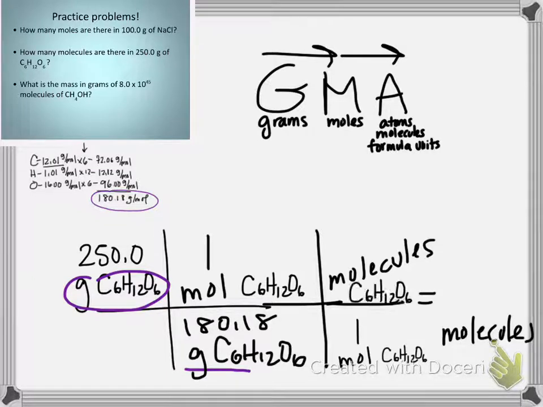Remember that there are 6.022 times 10 to the 23rd pieces of anything in a mole of that thing. So, while there are 6.022 times 10 to the 23rd atoms in a mole of a particular element, there are also 6.022 times 10 to the 23rd molecules in a mole.